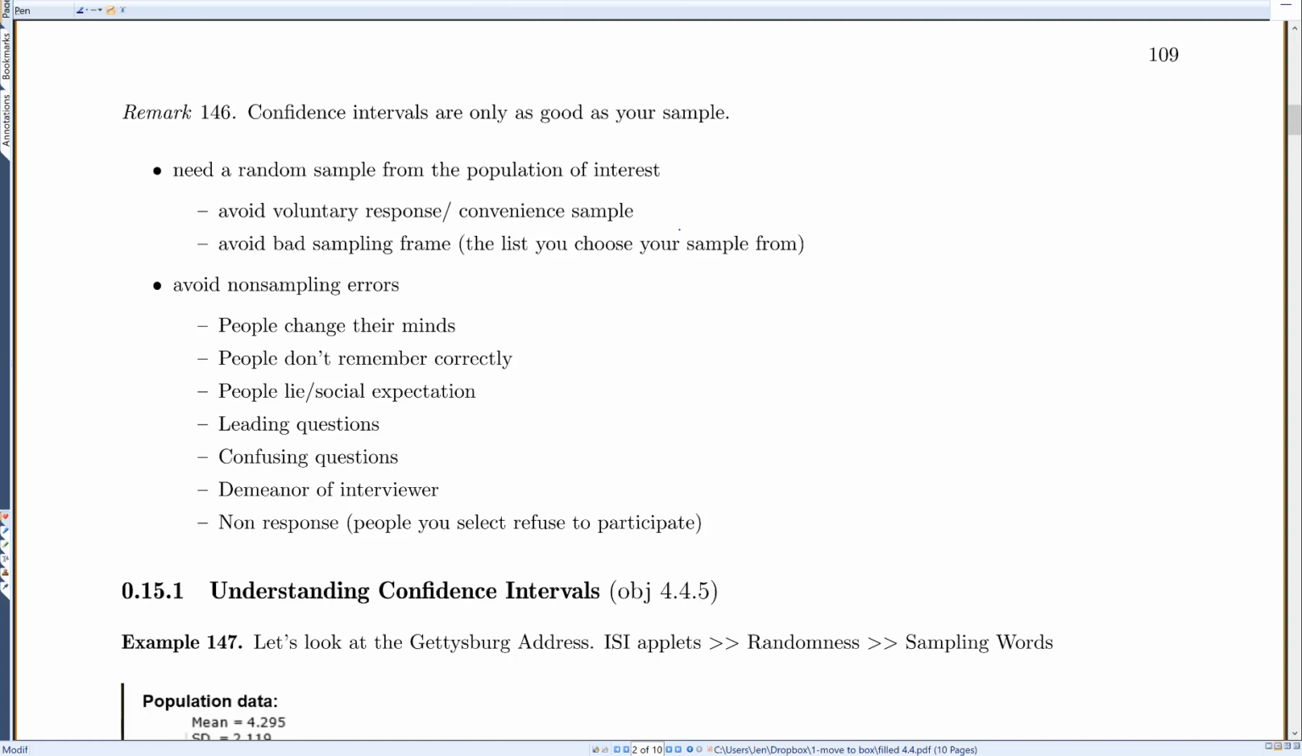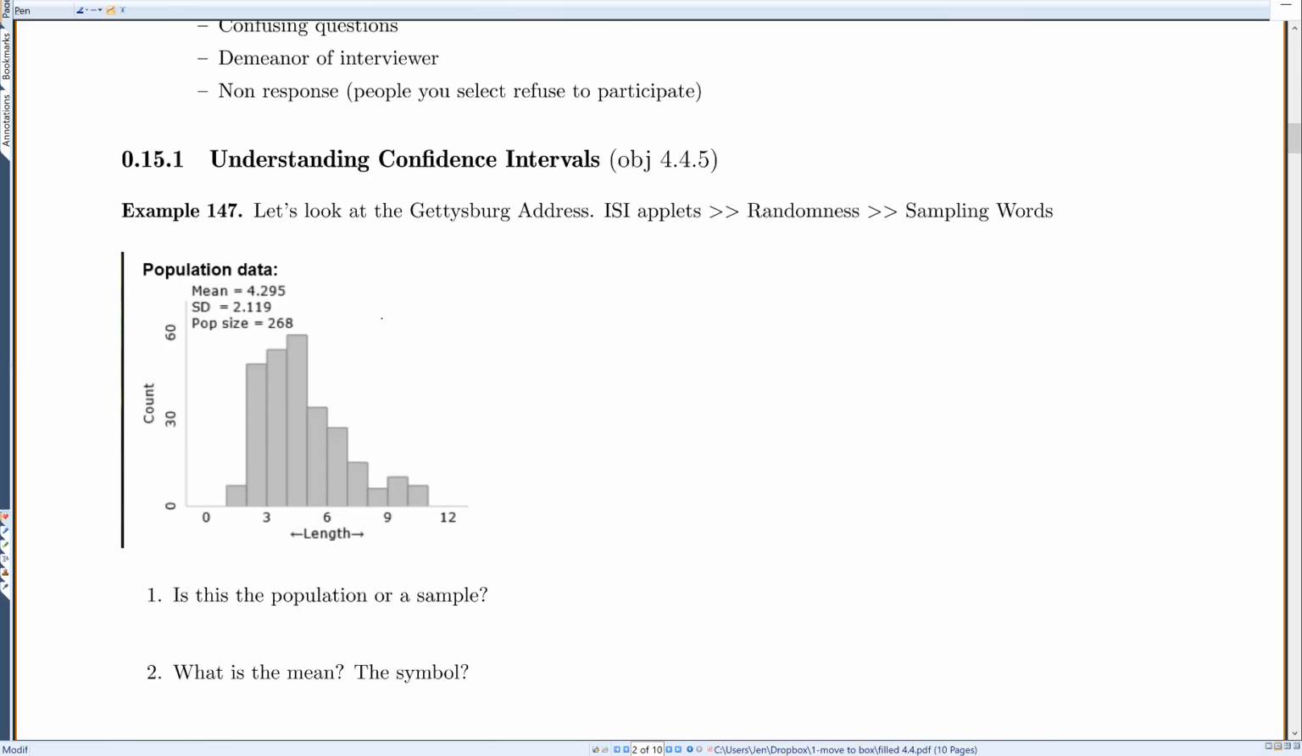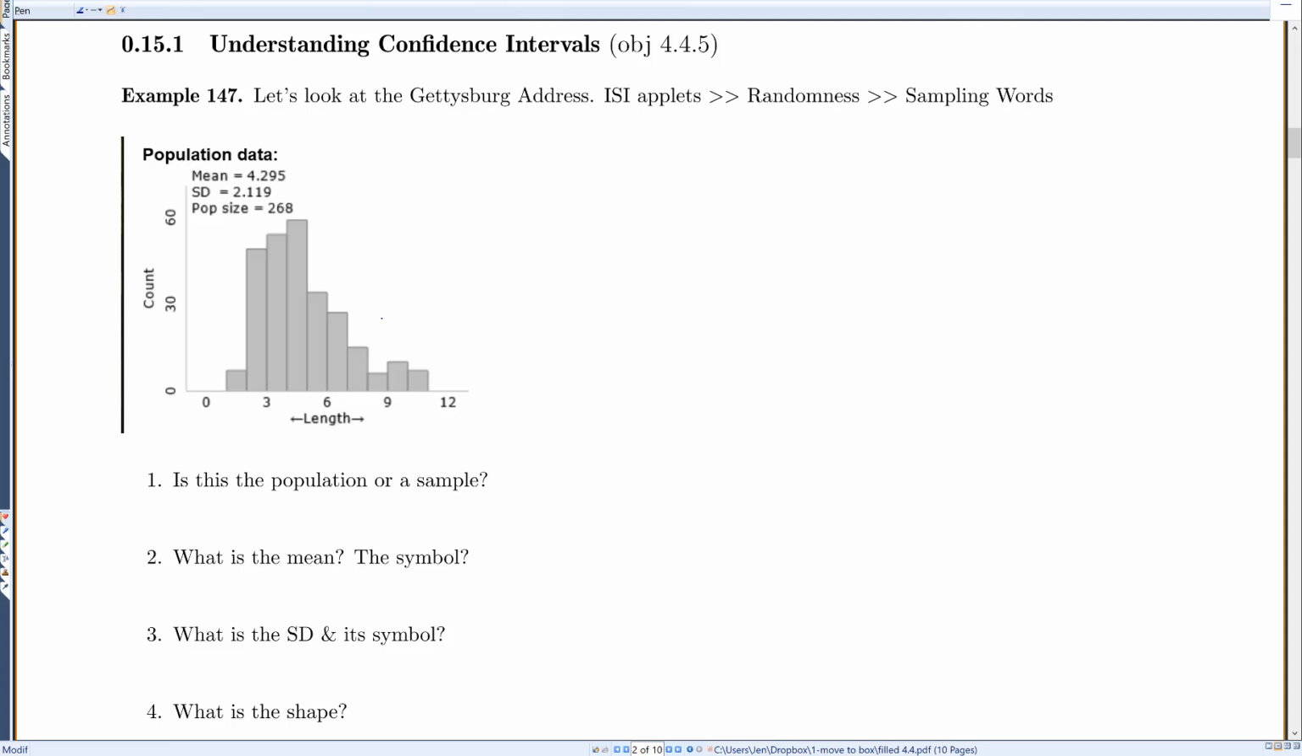Okay. Also, you want to avoid non-sampling errors. Remember, things like people can change their minds, or they don't remember correctly, they lie, or there's social expectations. Sometimes there's leading questions or confusing questions, or the interviewer can sway them one way or the other based on their attitude or their responses. You also have non-response, which is when you select people to be in your survey and they refuse to participate. So just a quick review helps you remember the things we've learned throughout the class, and when we get to the final, you remember everything when we review it as we go.